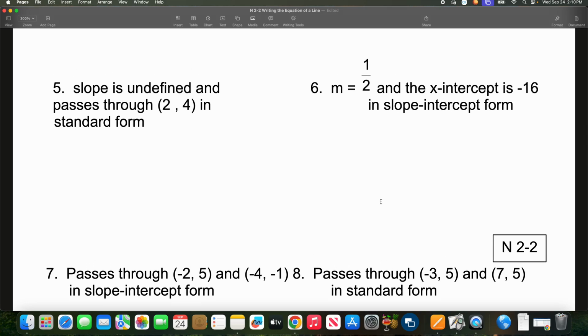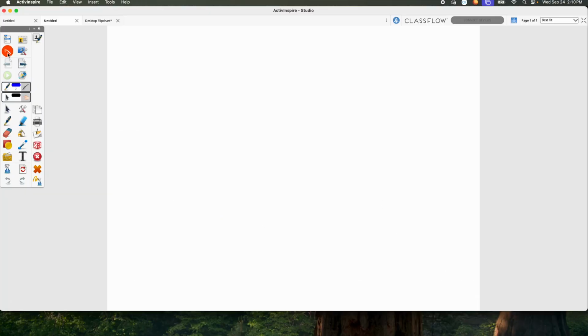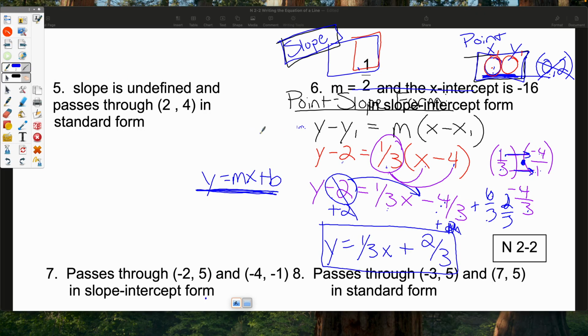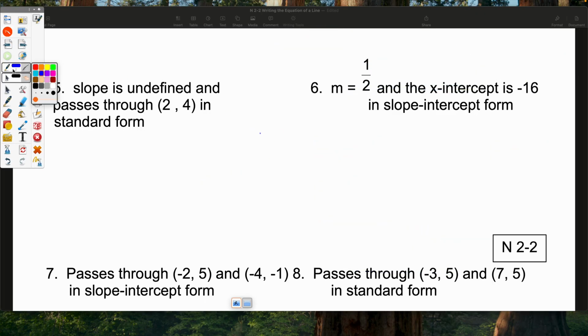Okay, let's go to number 6. Alright, I have my slope. Now I have an x-intercept. Okay, x-intercept, is that a y-intercept? No, so we're just going to classify this x-intercept. If I rewrite this as a point, my x-intercept is -16, so my x value is -16.